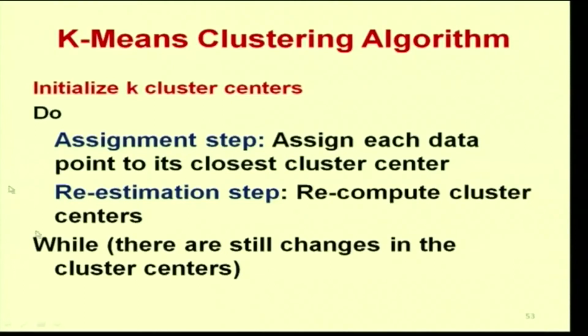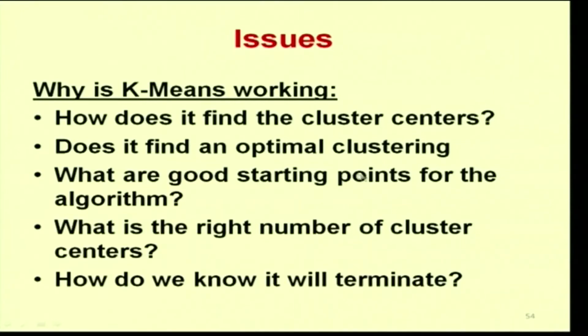That is what I said, cluster center is the centroid, and while there are still changes you keep doing this till it normalizes. So, here you do not know the number of clusters. Okay. So, why does it work? How does it find the cluster centers? Does it find optimal clustering? What are good starting points? What is the right number of clusters? How do we know it will terminate?